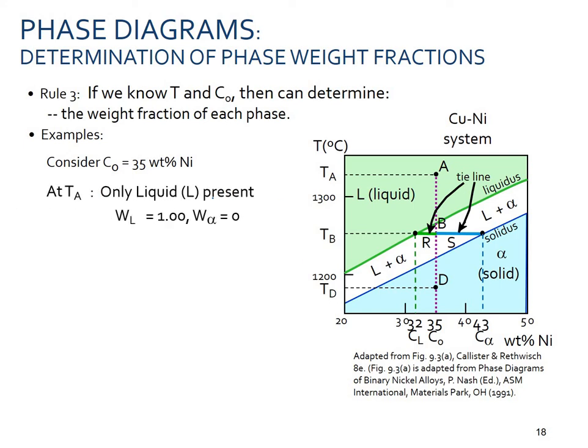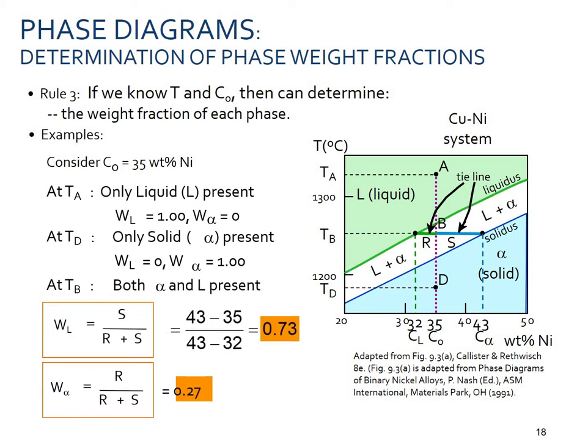Here we will be applying the lever rule. We have the tie line, which is divided into two parts. This one is R, the green one, and the blue one is S. Okay. At A, only liquid phase is present. At D, only solid phase is present, and at B, they are both present. At D, the weight fraction of solid would be 1, which is the maximum, or we can say 100%, and that of liquid would be 0, as we see from the diagram.